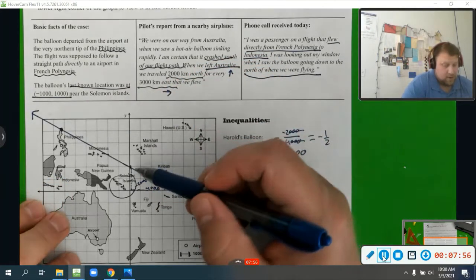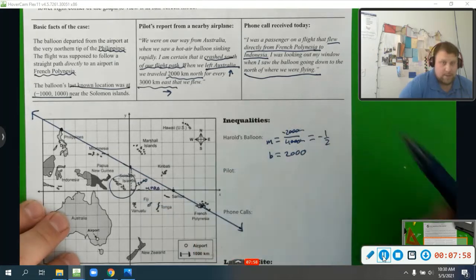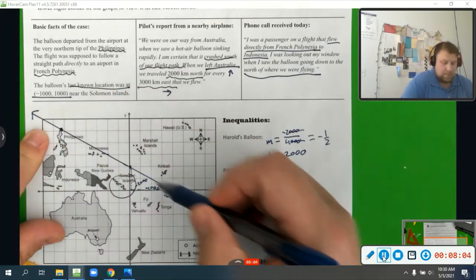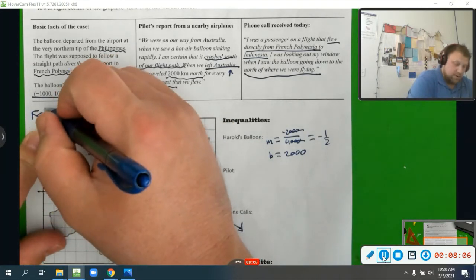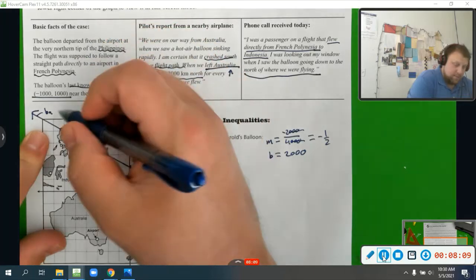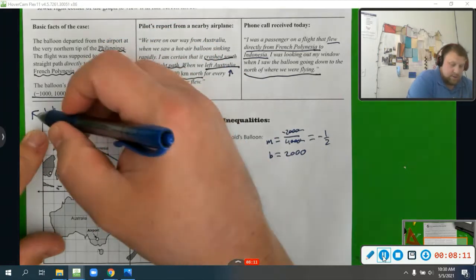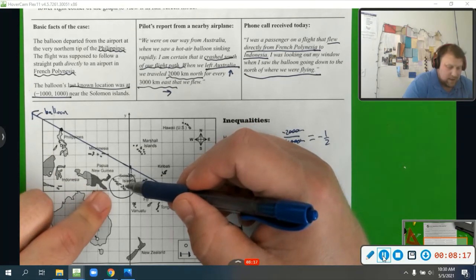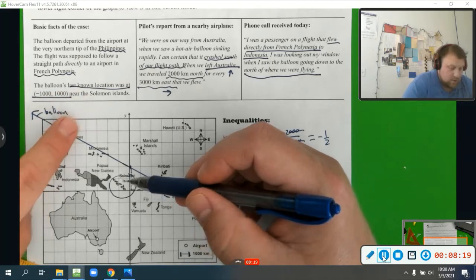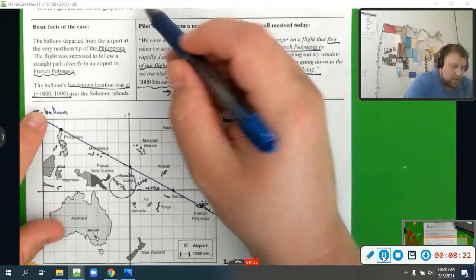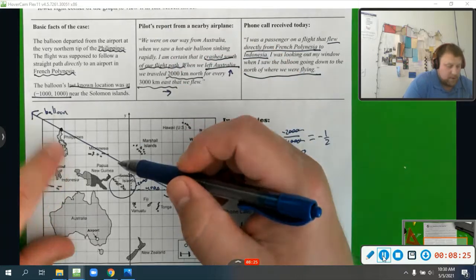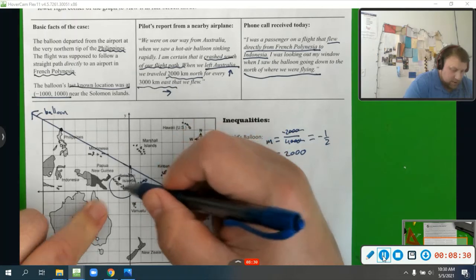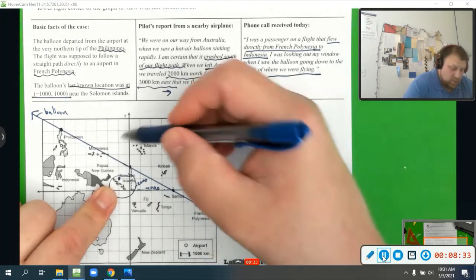If you look down here, it's below. So that means it's less than, right? Because if this is the path the balloon was supposed to be taking, so we're talking about the balloon right now, the basic facts of the case, the balloon. And this balloon should have traveled this direction. But what did it do? It was seen near the Solomon Islands up here, but then we also know its last known location was what? Negative 1,000, 1,000. So here, again, right near the Solomon Islands, right? So we know it's less than.